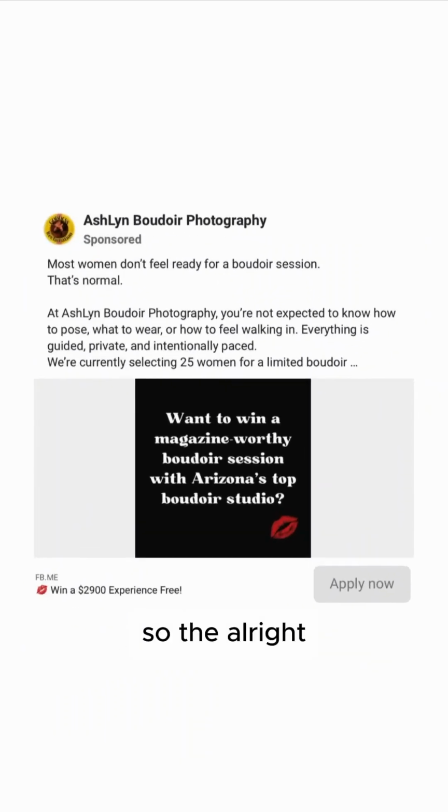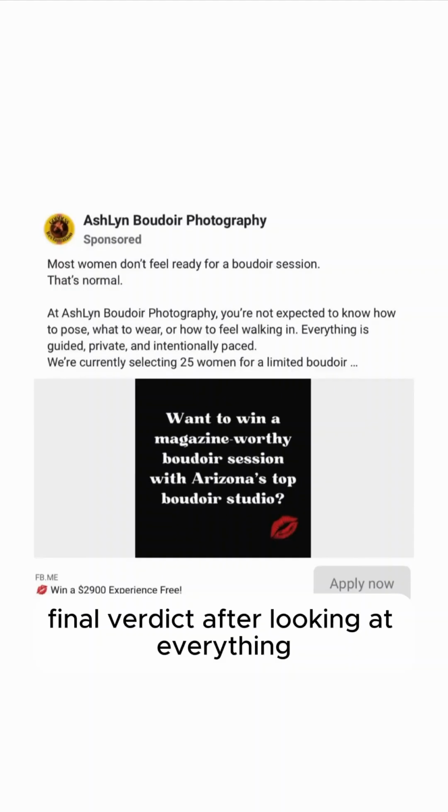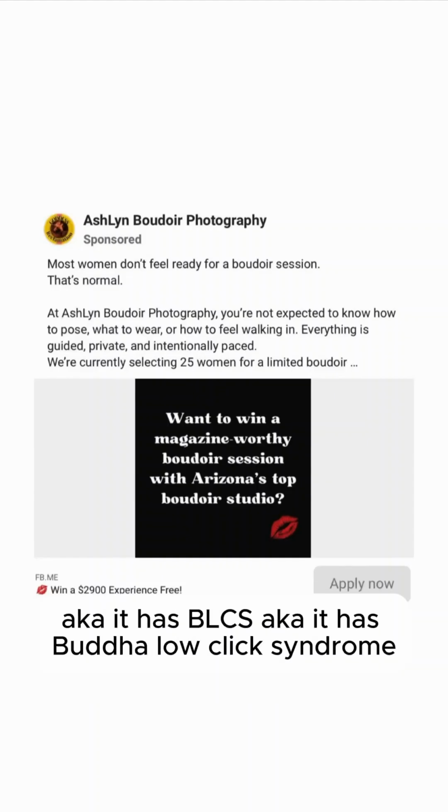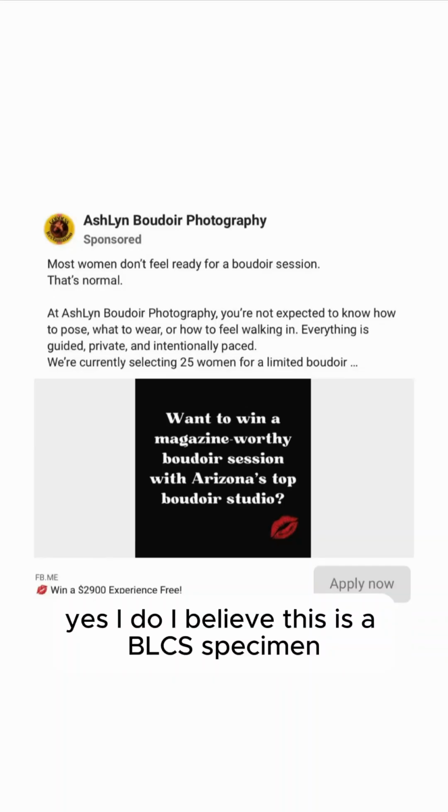All right, final verdict. After looking at everything, do I believe this Boudoir Facebook ad has a unique CTR under 6%, aka it has BLCS, aka it has Boudoir low click syndrome? Yes, I do. I believe this is a BLCS specimen.